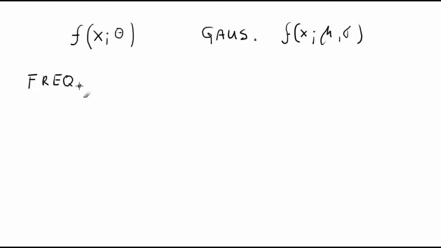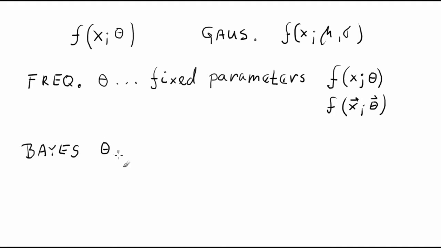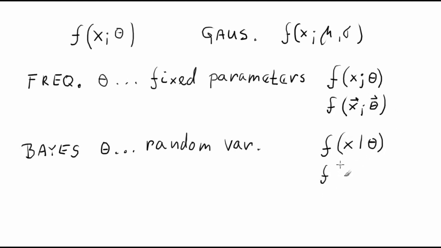In the frequentist framework, the probability density function parameters are fixed numbers, and we use the notation f of x semicolon theta, or f of vector x semicolon vector theta. In the Bayesian framework, the PDF parameters are random variables, and we use the notation f of x given theta, or f of vector x given vector theta.